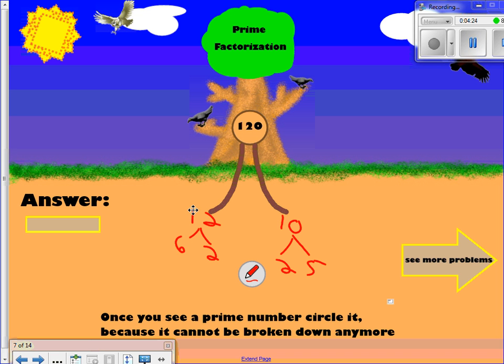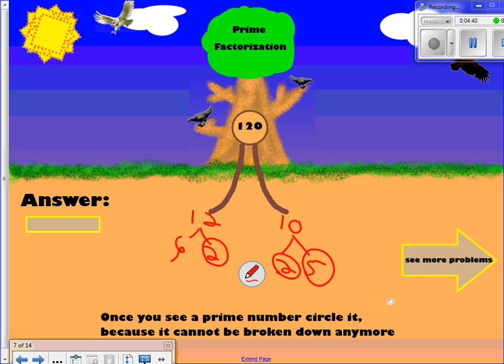Now we're going to take a look. Do we have any prime numbers here? Is 6 prime? I'm going to think of any other numbers besides 1 and 6. I've got 2 times 3, so that means 6 is not prime. 6 is composite. 2 is prime. 2 is prime. 5 is prime.